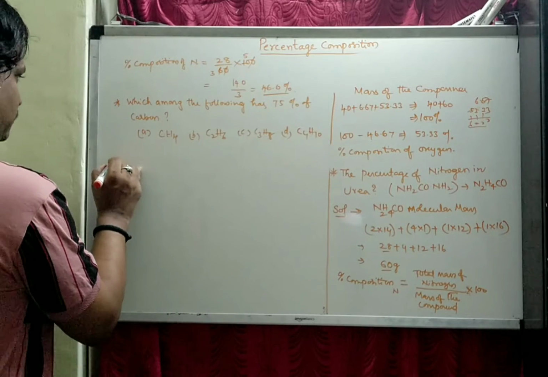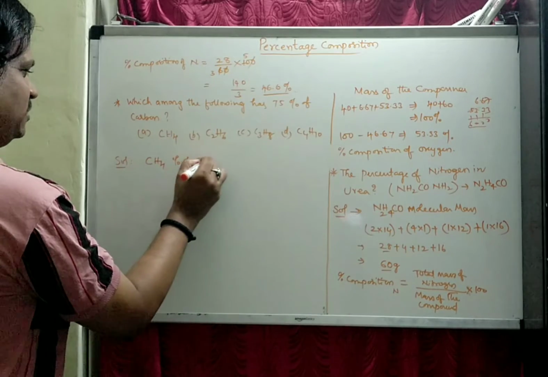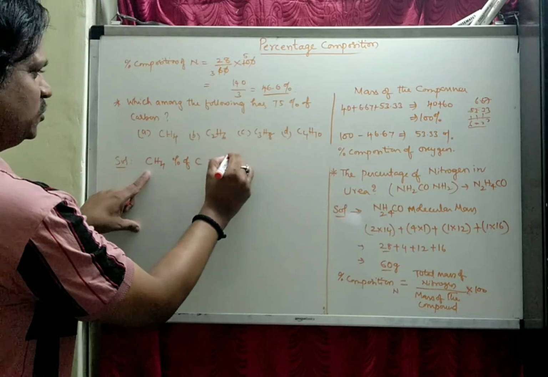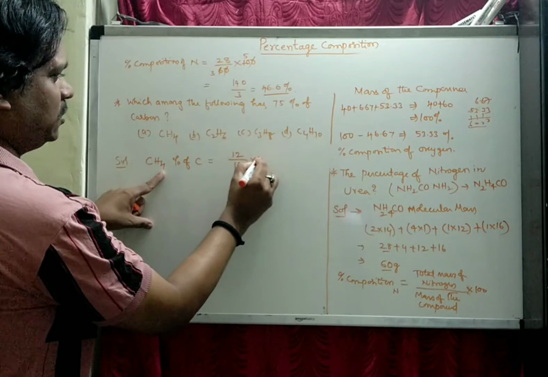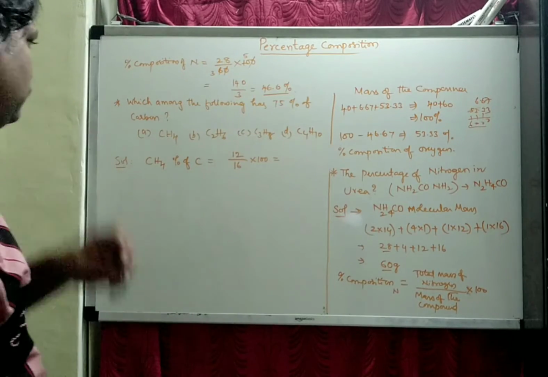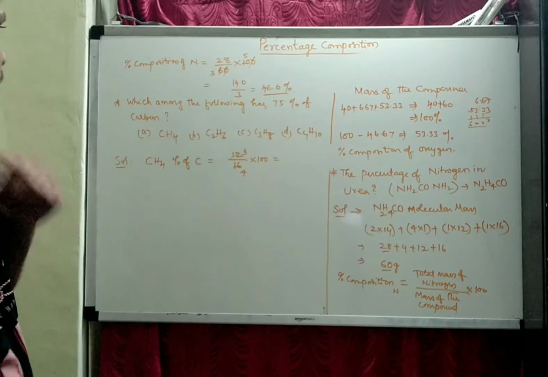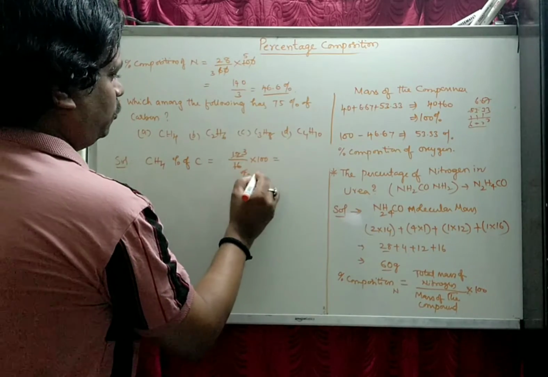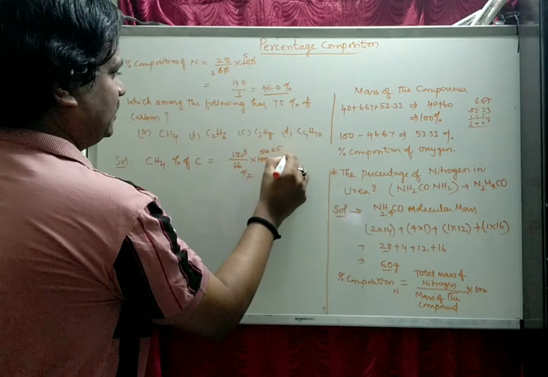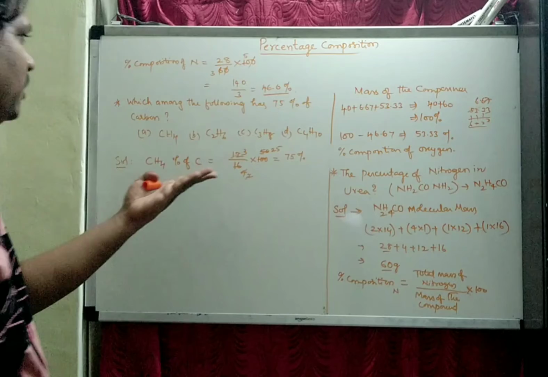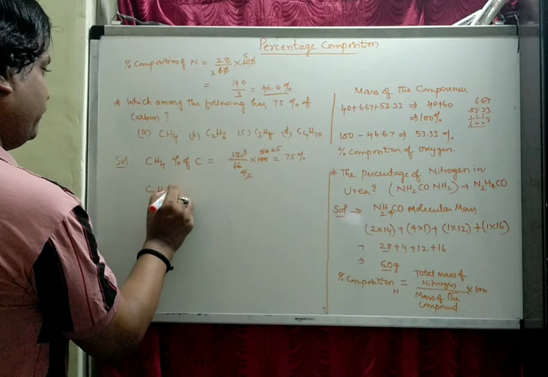First, take CH4. The percentage of carbon is equal to the mass of the carbon, 12, by the total mass, 16, into 100. So how much do we get? 4 3s are 12, 4 4s are 16. So 25 3s are 75%. So we already got the first one. Let's check whether the remaining ones have different percentages or not.